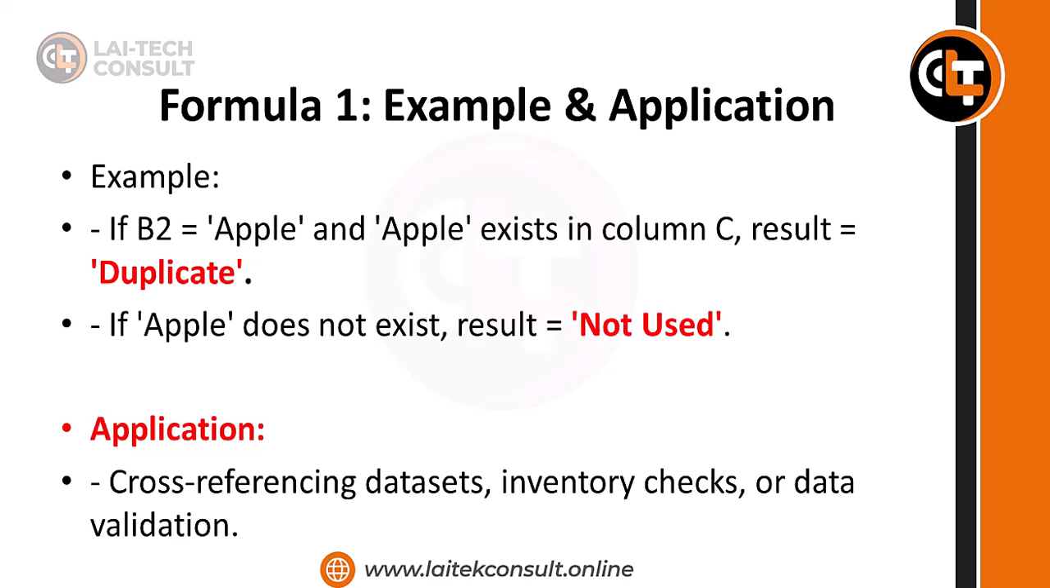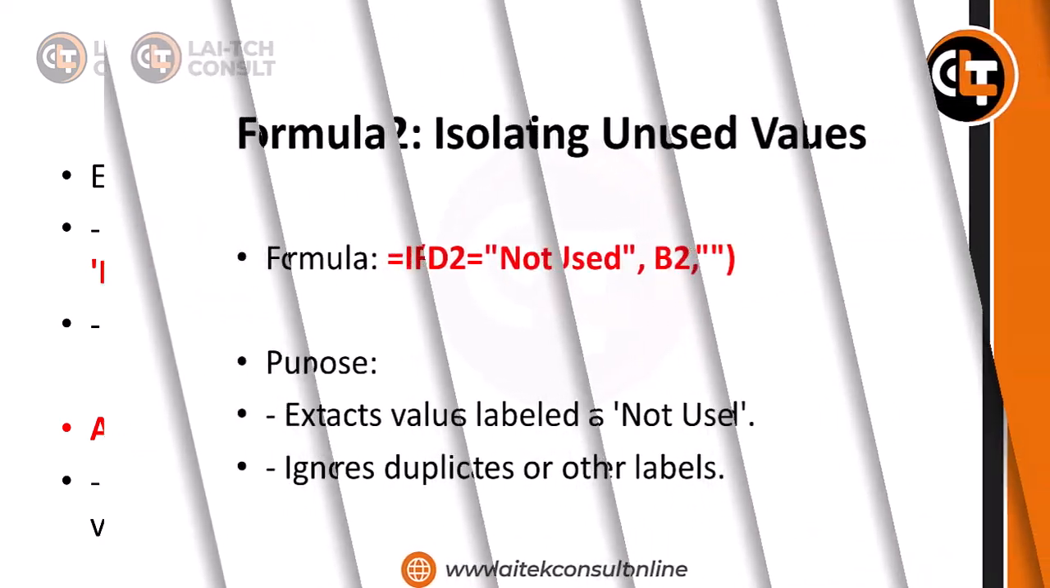Now in real life application, this formula is very perfect for things like checking if an item in your list has already been processed, cross-referencing inventory, or verifying data in two columns. Now let's look at the second formula.